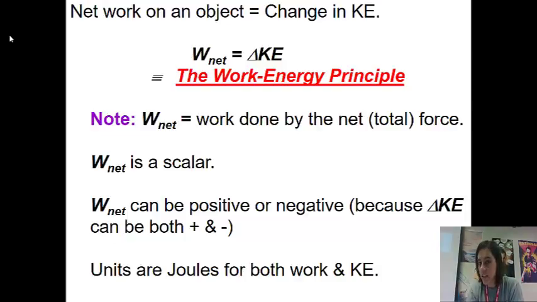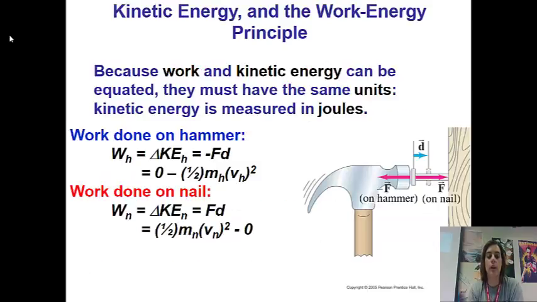Work is a scalar, though. It doesn't have any direction. It can be positive and negative, but it doesn't have any direction, so it is a scalar. And joules are a unit for work. They're also a unit for kinetic energy.